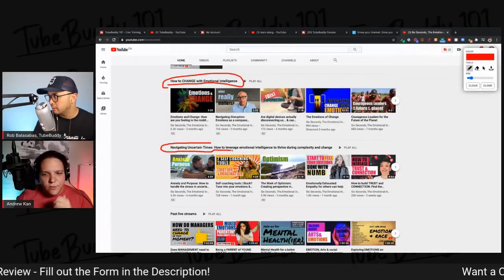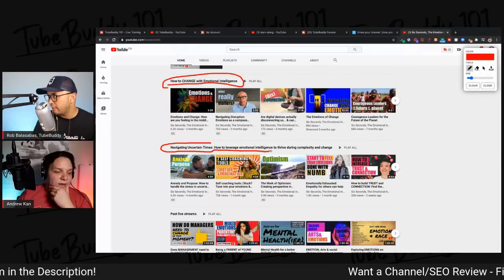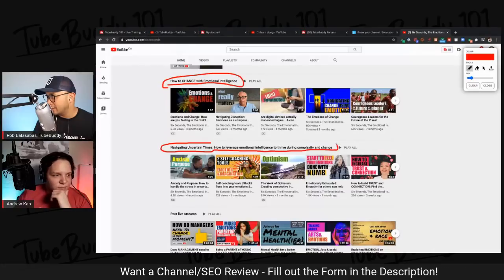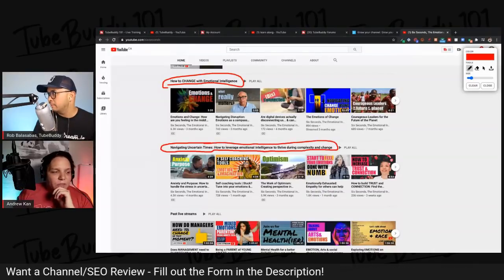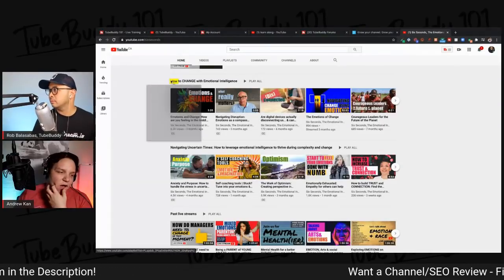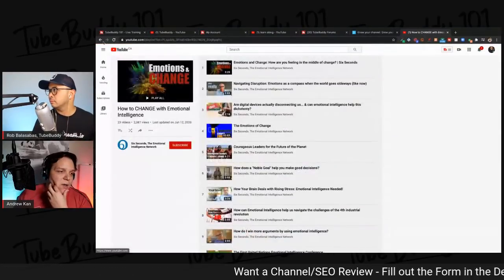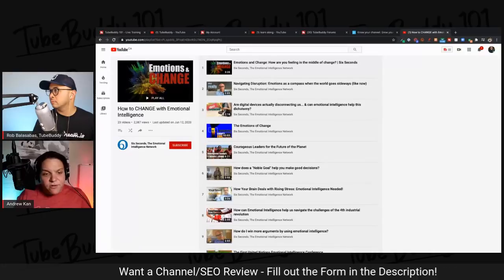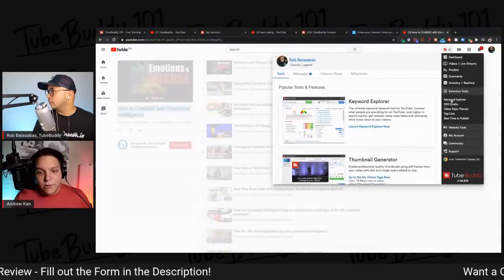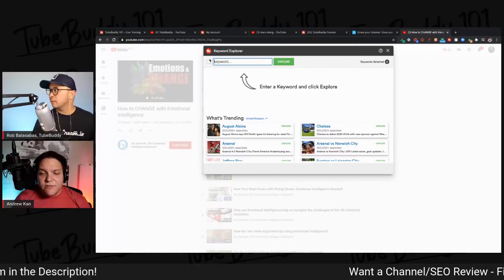I mean, so it depends. It does have leverage emotional intelligence in there, but it's fairly long. It's very long. It would depend if people click on it, right? So it's hard, because let's see if navigating uncertain times is even searchable. Let's start there. So if you don't mind, you can type it in, navigating uncertain times.